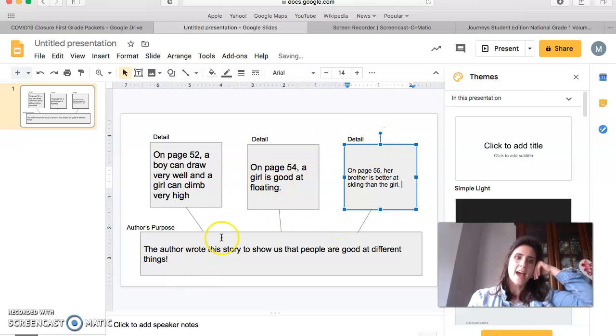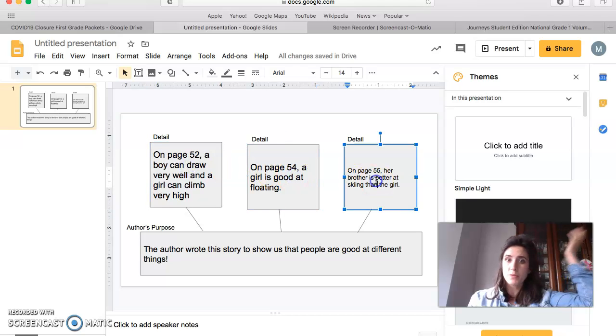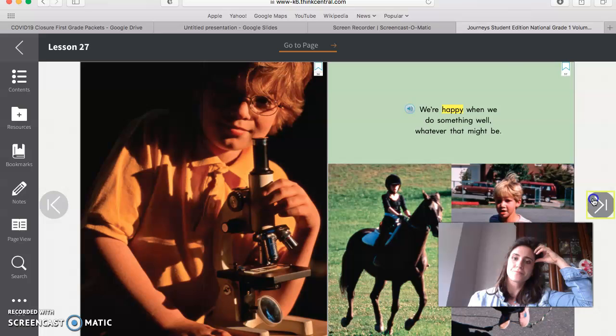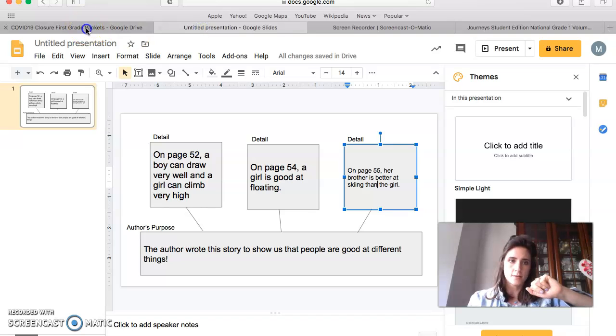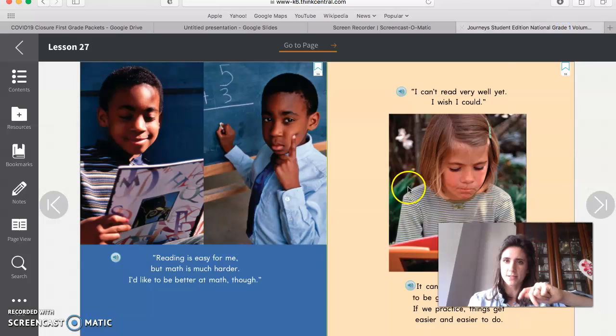Okay, so do those 3 details support why I think the author wrote this story? The author wrote this story to show us that people are good at different things. And then I provided 3 different examples of people being good at different things, right? So I want you to go through the story and show me 3 different people that were good at different things and put it in your detail boxes, okay? If that makes sense.